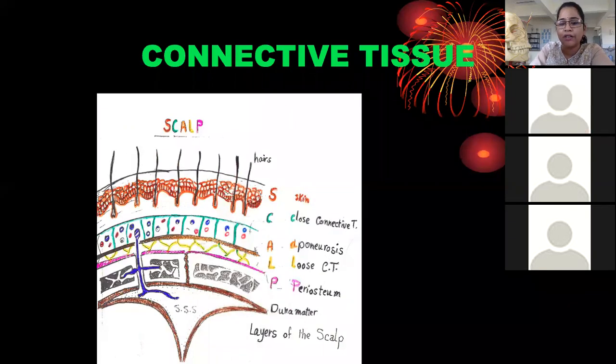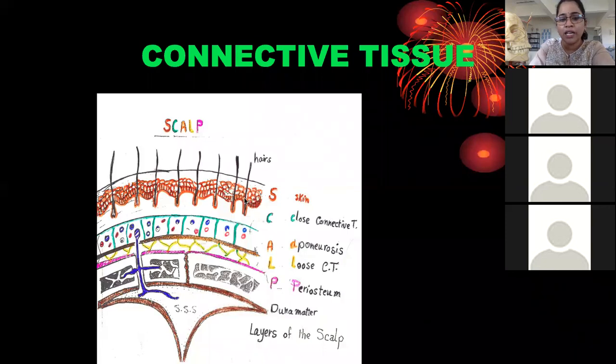Now let us understand connective tissue. This is the diagram you are supposed to draw. This is a 10-mark long question. First you have to define, then the extent, then explain the layers, each layer separately. This is the diagram you are supposed to draw, which is given in your textbooks as well.